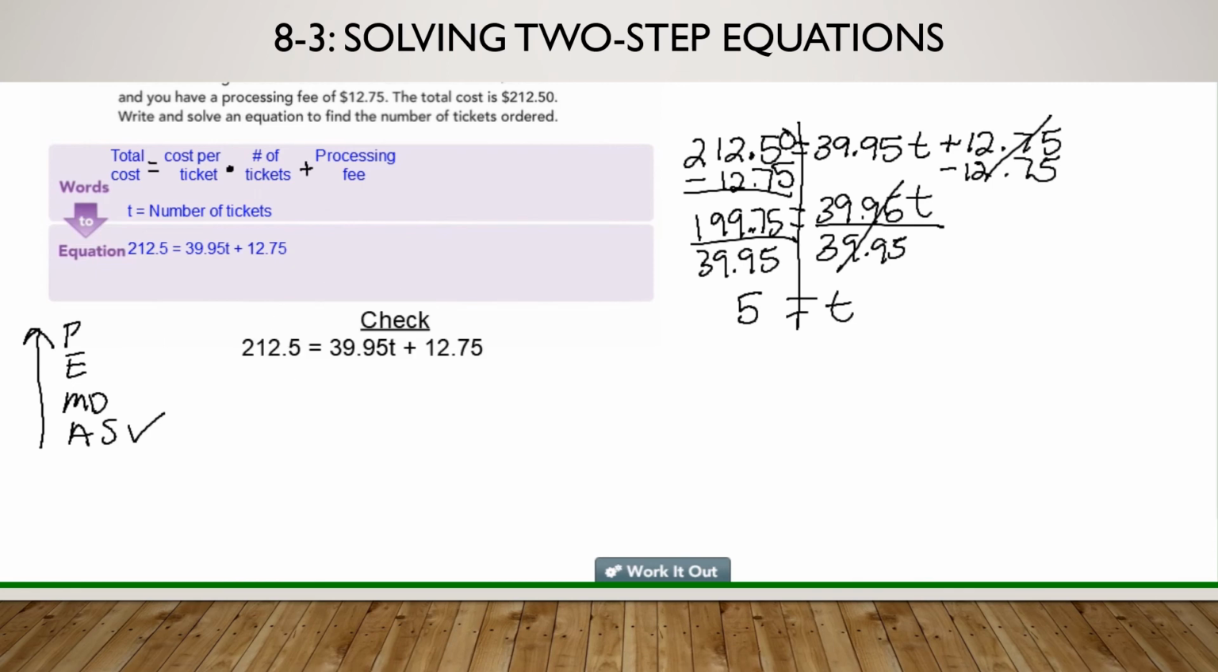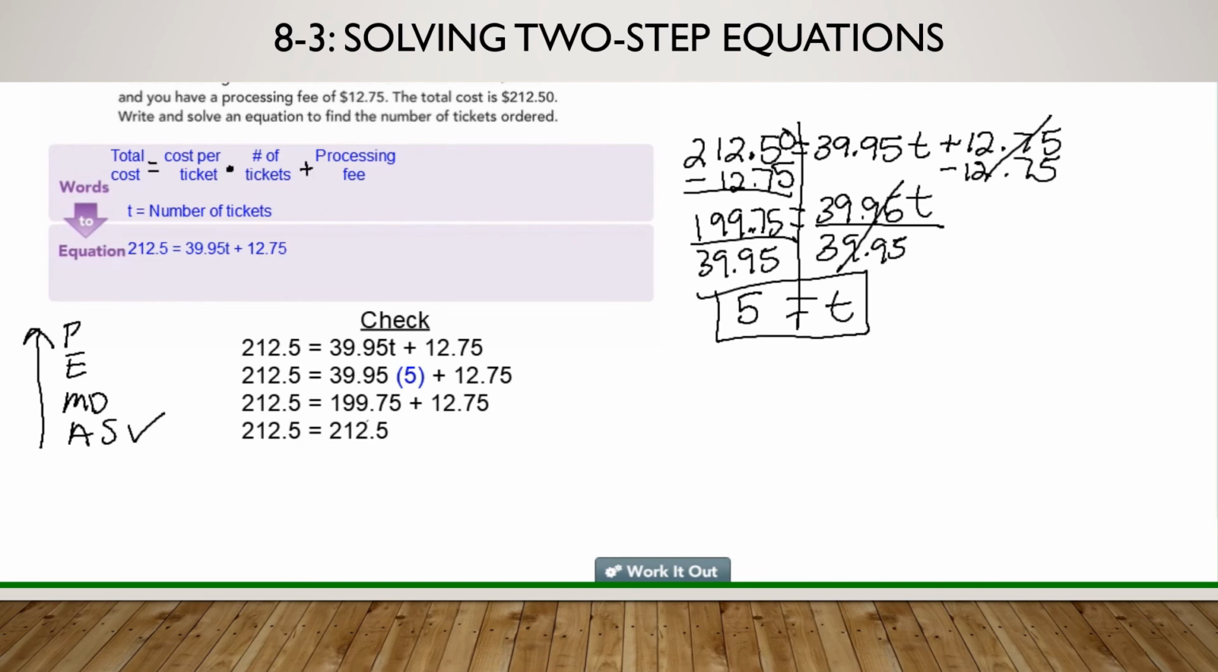When you check, all you have to do is substitute the value of the variable into your original equation. I substituted 5 in for the variable. 39 and 9,500 times 5 is 199 and 7,500. Then I had to add 12 and 7,500 to that, which gave me 212 and 5/10, and 212 and 5/10 is equal to 212 and 5/10. So that means our variable is equal to 5.